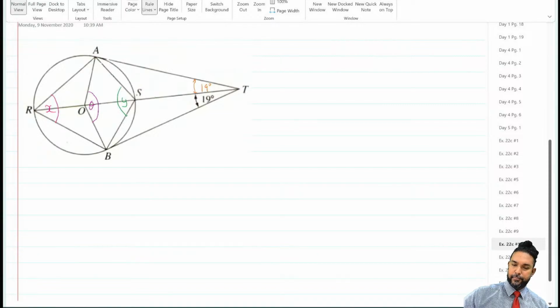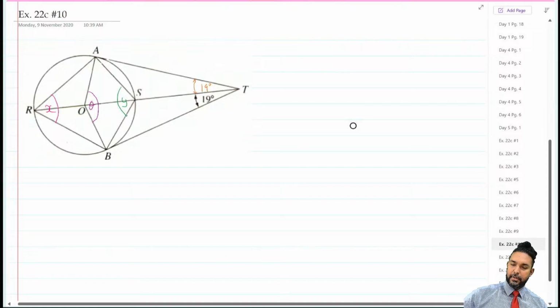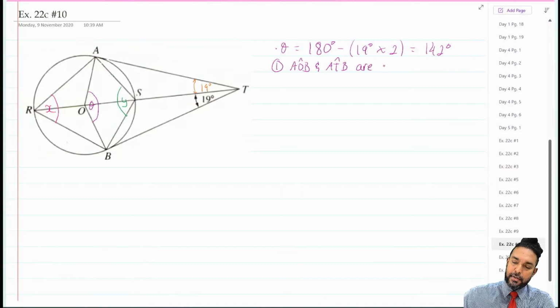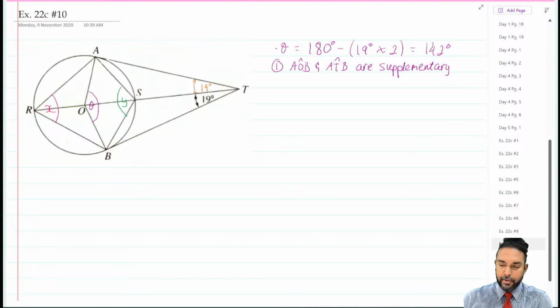So first things first, let's find theta. Theta would be equal to 180 minus 19 by 2. That's 38. 38 from 180 is 142. And we could state there, let's call it 1, that AOB and ATB are supplementary, which means they add up to 180.